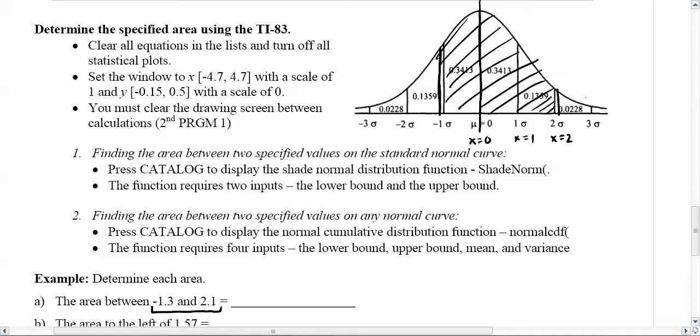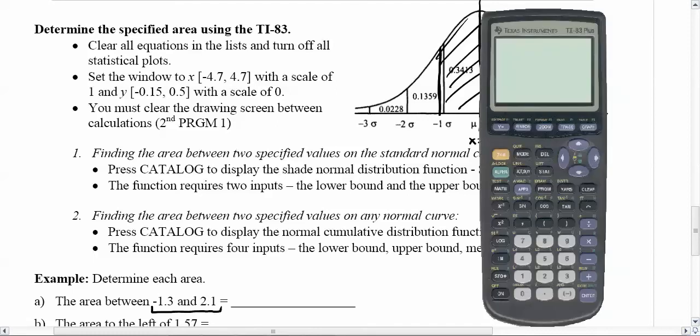And we could approximate that. It's about 68 plus 14. It's about 82. But we can actually find it out exactly and have the calculator draw a pretty picture for us. So I'll show you how to do that. So first of all, you need to clear all of your statistical plots and all your equations, all the things that we did last time.